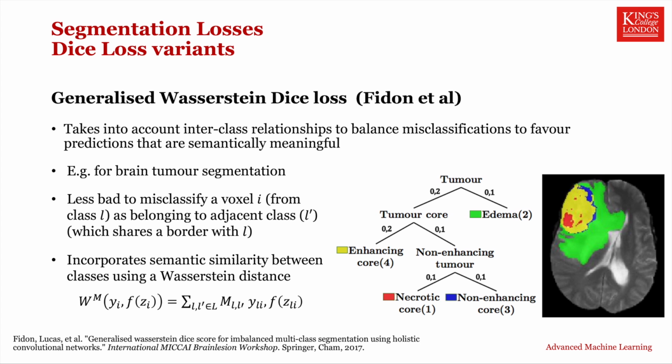For example, it may be less bad to misclassify a voxel as belonging to a tissue that's known to border the true class, and in these cases it may be possible to encode these relationships through a decision tree, as shown here for brain tumour segmentation, where the necrotic core of a tumour is known to be surrounded by what is known as an enhancing core, and then the non-enhancing core, and then edema or fluid. So we don't expect to see the necrotic core bordered by edema. These relationships can be used to encode per pixel per label weightings.